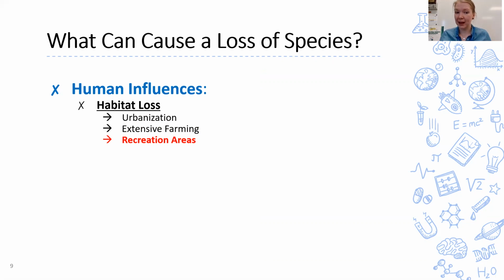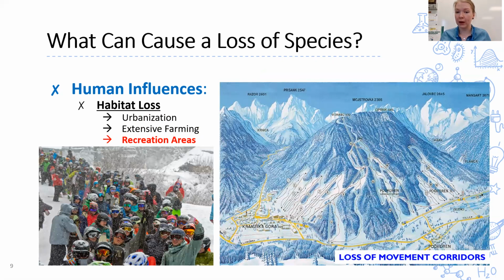We can create habitat loss through recreation areas as well, so areas like ski resorts or camping. This creates a loss of movement corridors for different species. Bears, wolves, elk, caribou, they take up a large area for their habitat. They travel quite a bit. And when we create these areas, it breaks up their corridor and causes the species to interact more with one another. More resources are being competed for and could cause a decrease in species.